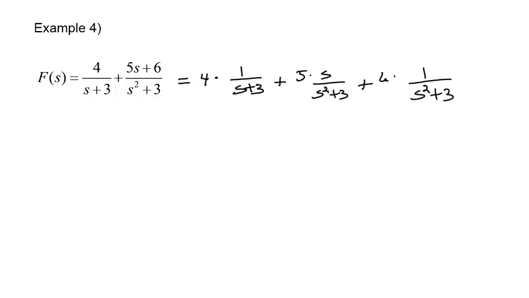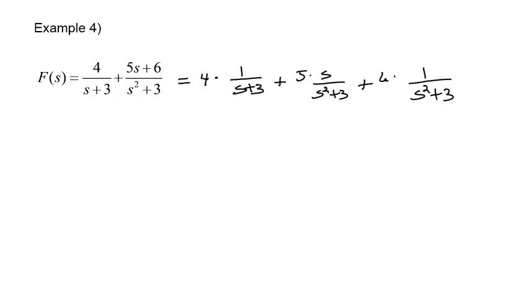So remember, when you have more than one term in the numerator divided by a denominator, you can separate the fractions by separating the numerator terms over the same denominator. And that's all I've done here. 5s over s squared plus 3 plus 6 over s squared plus 3.